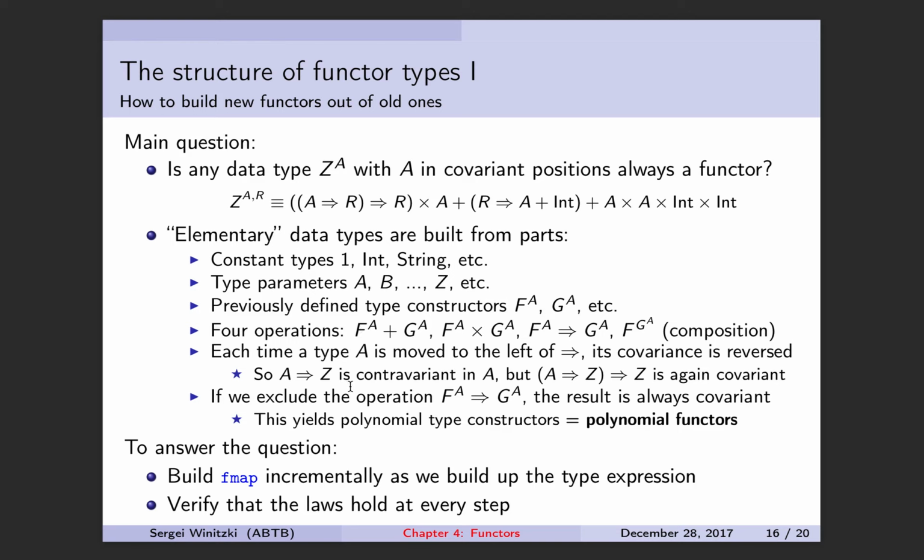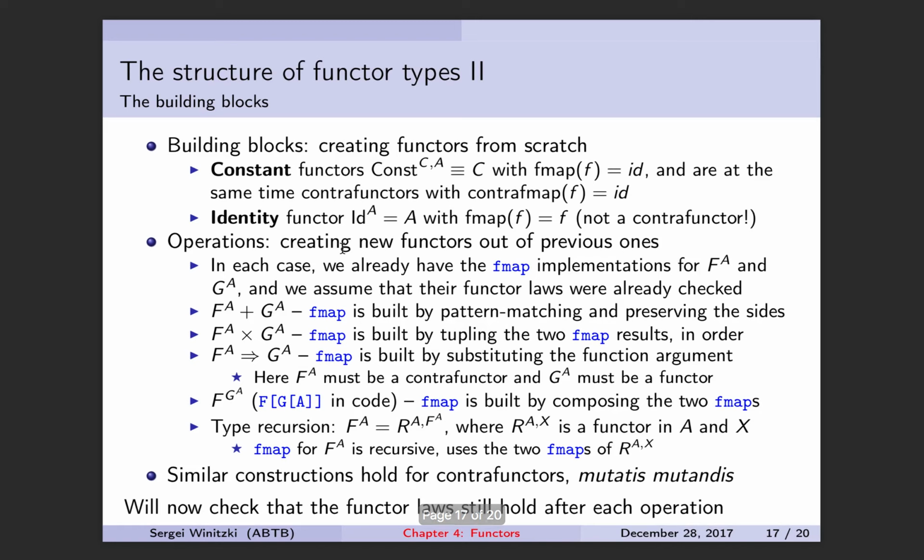And so I also show why all polynomial type constructors are functors. In other words, if you do not have the function type, if you only have these constructions, then you'll always end up with functors. And I go through each of those constructions and verify the laws. So if laws of the functor hold for these two, then they will hold for this, and so on. Once we have verified all these laws, it is unnecessary to make any proofs about functor laws.